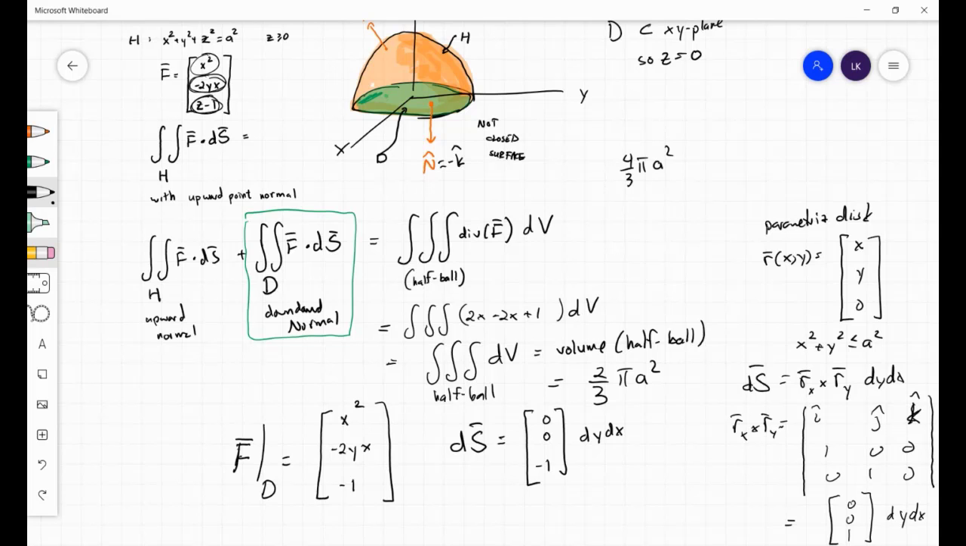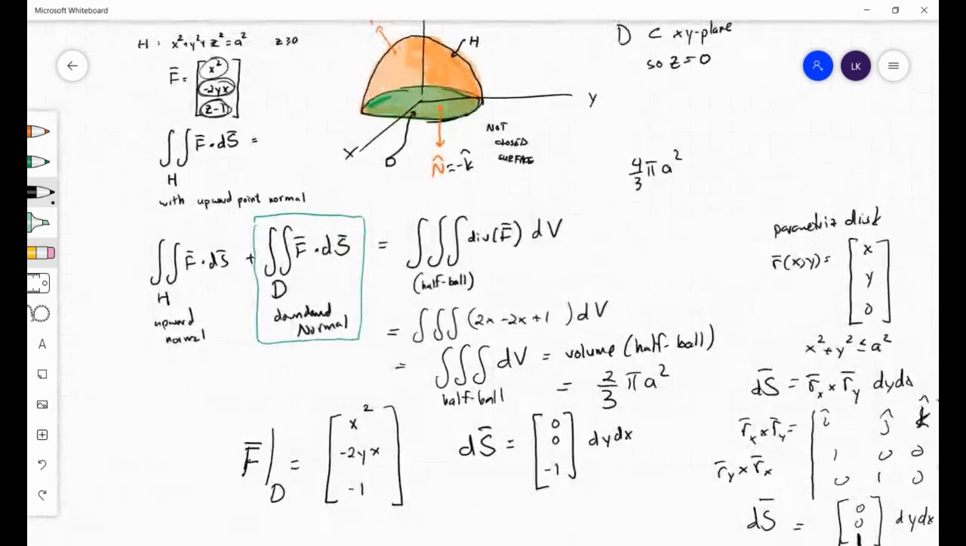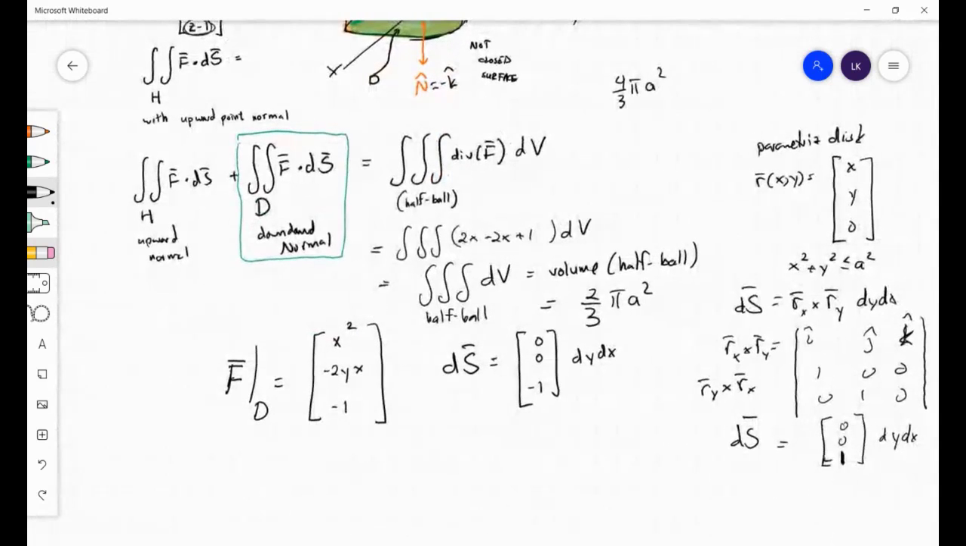So would this be wrong? No, we're not quite right. What's wrong with this? Why is this not what we want? Because the normal is pointing in the wrong direction. So I should have had the derivative of r with respect to y cross the derivative of r with respect to x instead, and then that would have worked out. So you always have to keep in mind which way the normal should be pointing.